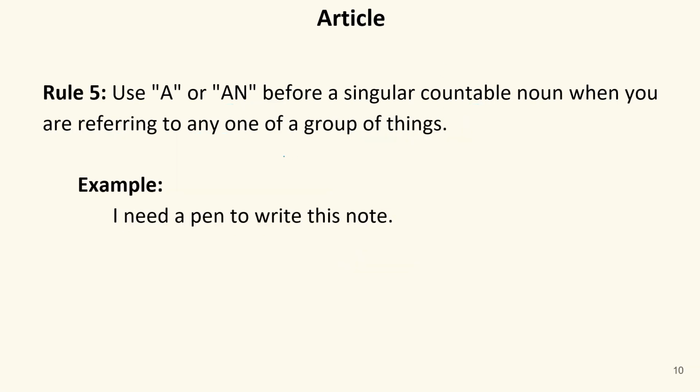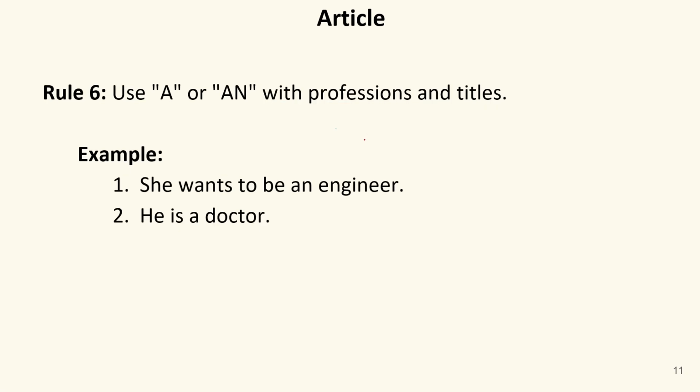Another rule is to use a or an before a singular countable noun when you are referring to any one of a group of things. I need a pen to write this note. So I need a pen. There we are using a pen. Now use a or an with professions and titles. If I say that she wants to be an engineer, engineer is a profession. So we use an before it. He's a doctor. To qualify this doctor, we use a, that he's a doctor.